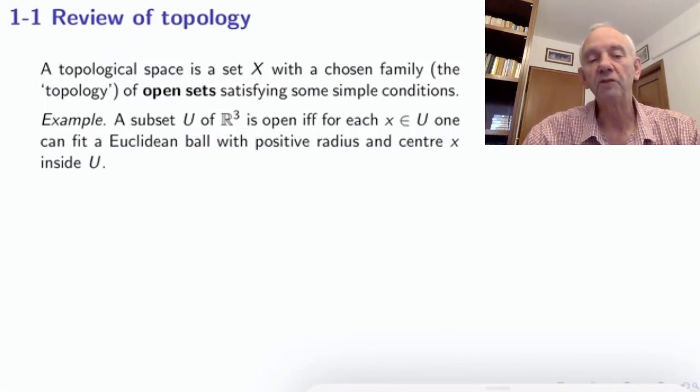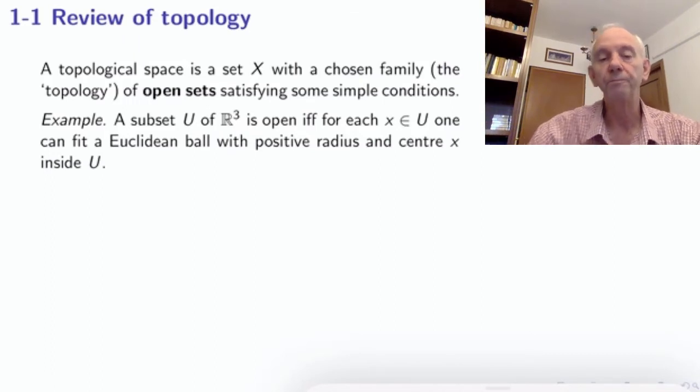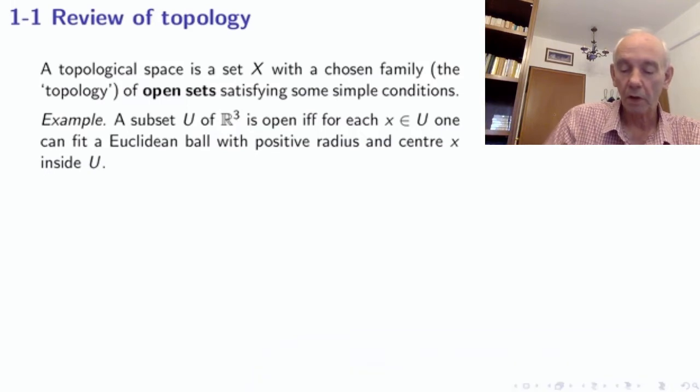So you can then easily prove that the properties I read out are satisfied. So that is the usual topology, the usual family of open sets in R3, and you can deal with the real line and the plane in a similar way.